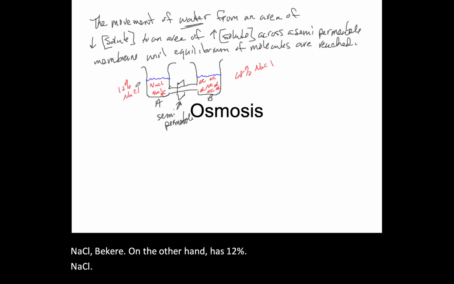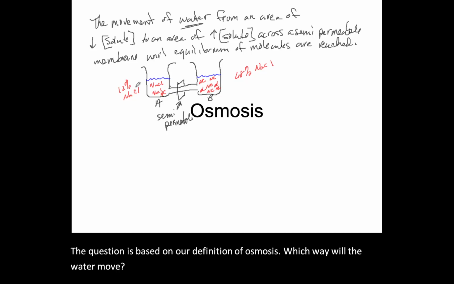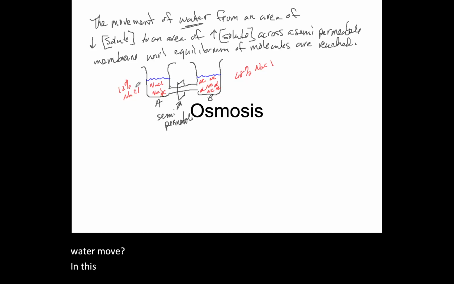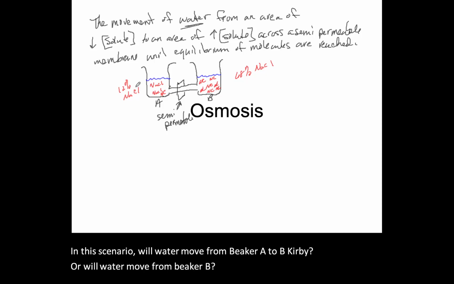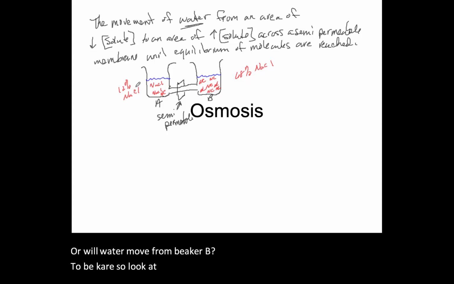The question is, based on our definition of osmosis, which way will the water move in this scenario? Will water move from beaker A to beaker B? Or will water move from beaker B to beaker A? So look at your definition and give that a thought.